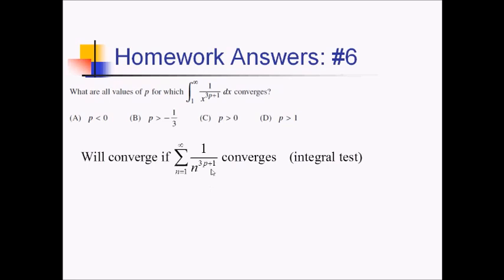So we need to figure out the convergence of this series. Well, this is actually a p-series, and this means that we have a p-value of 3p plus 1. So by the p-series test, this will converge if 3p plus 1 has a value that's greater than 1. So let's go ahead and solve for p in this situation. If we subtract 1, we've got 0. Divide by 3, we still have 0. So if p is greater than 0, then this summation, this series will converge, which will make this integral converge as well. So that's going to be choice C.